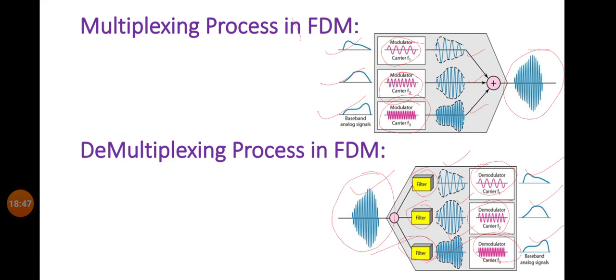In simple terms, FDM means the frequency range is divided into different ranges, and each small range is allotted to various channels. That channel can transmit its data in that frequency range only. Then all the channels' frequency signals are combined and transmitted as a single signal using a common channel. Hope you understood FDM.